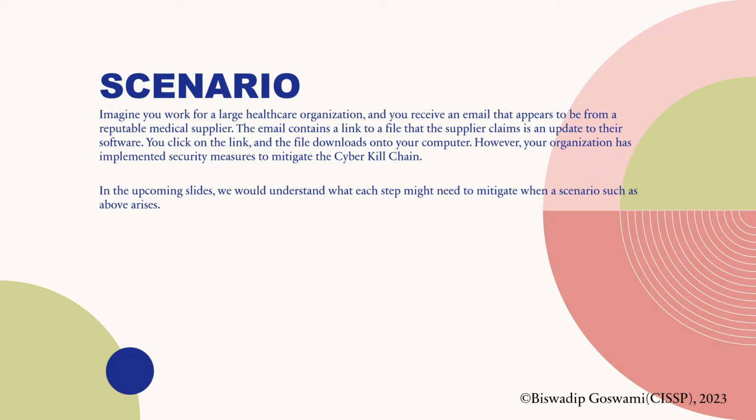Now, imagine a scenario where you work for a large healthcare organization and you receive an email that appears to be from a reputable medical supplier. The email contains a link to a file that the supplier claims is an update to their software. Do you click on the link? Let's say you click on the link and the file downloads onto your computer. However, your organization has implemented security measures to mitigate the cyber kill chain. Let us see what exactly these mitigation measures are.